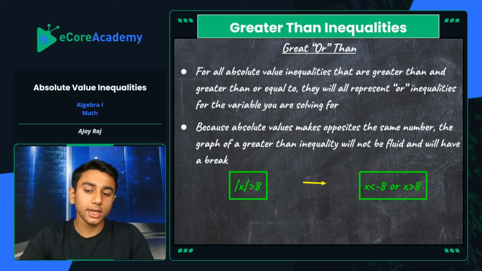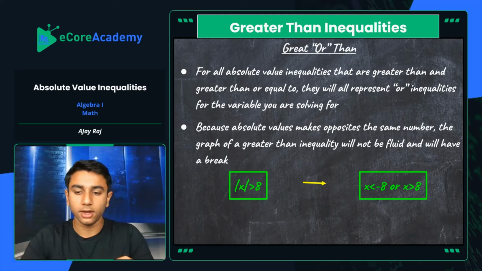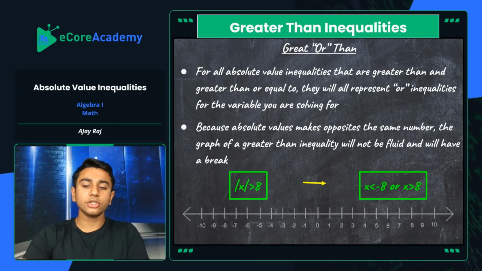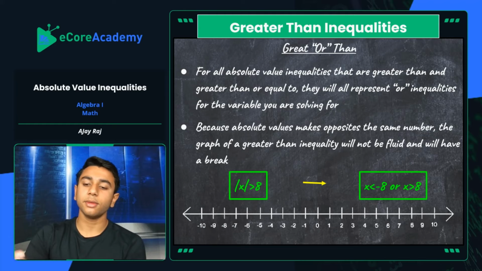So we have x is less than -8, because we flip the sign and the sign of the integer value of 8, and we also have x is greater than 8. Now, just to show you guys what that looks like, let's graph it. Let me show you exactly how this represents an or statement.